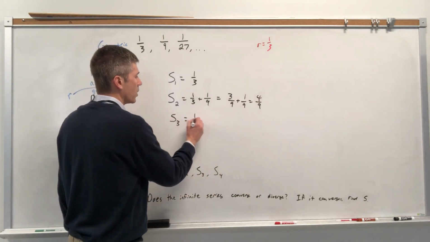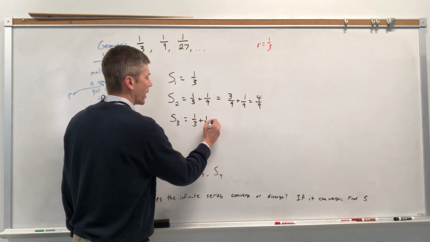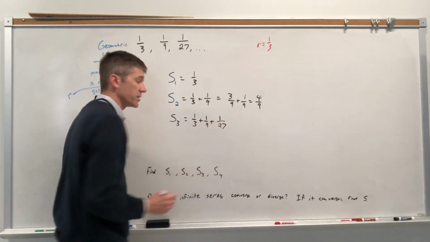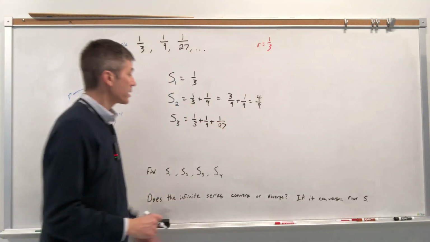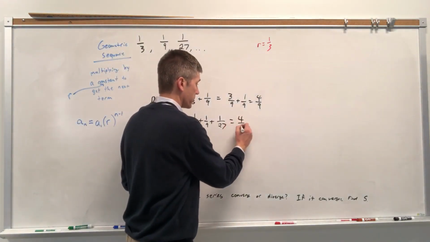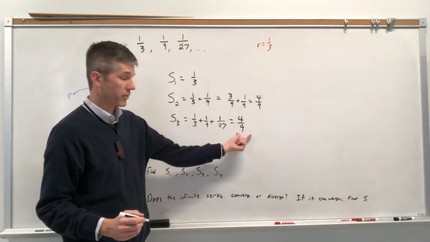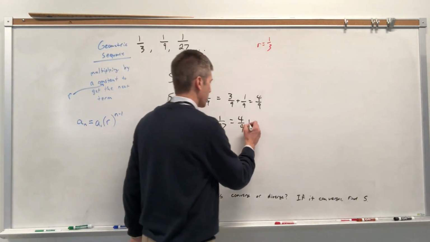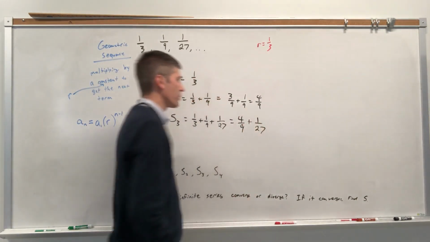S3 would be 1/3 plus 1/9 plus 1/27. Well, let's cheat a little bit, just a little bit. You already know what 1/3 plus 1/9 is, so you may as well put it. So these two together make 4/9 because you already found it, right? And then plus 1/27, and then we can go from there.